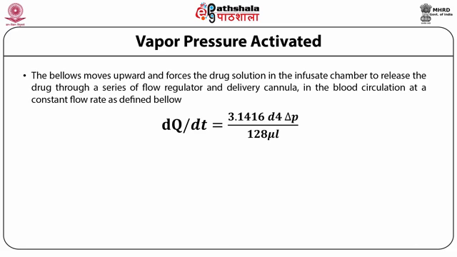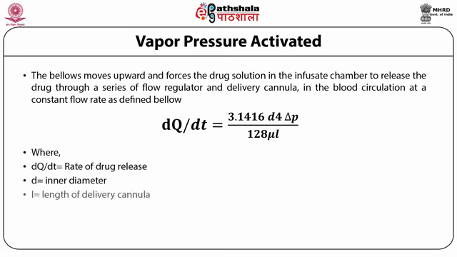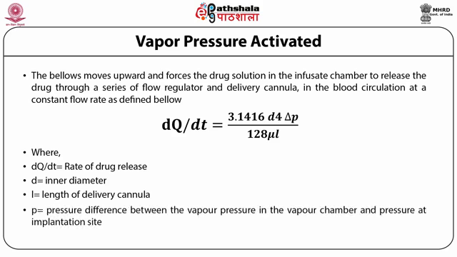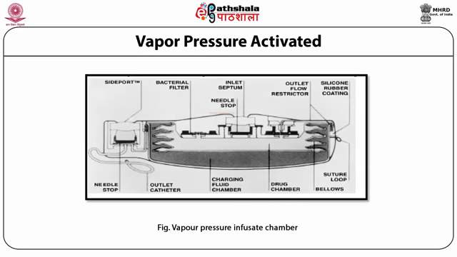3.1416 d^4 ΔP divided by 128 μL, where dQ/dt is equal to the rate of drug release, small d is equal to the inner diameter, L is the length of the delivery cannula, ΔP is the pressure difference between the vapor pressure in the vapor chamber and the pressure at the implantation site, and μ is the viscosity of the drug solution. The vapor pressure infusate chambers have been successfully used to deliver insulin for diabetics and morphine for terminally ill cancer patients.